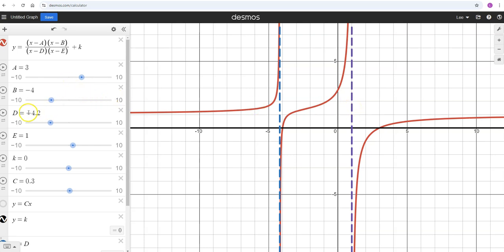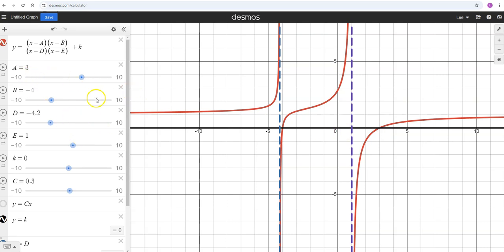Right now they correspond to d, which is negative 4.2, and e, which is 1. So we see over here negative 4.2, over here at 1, that's our vertical asymptotes. And then the a and the b, 3 and negative 4, those are going to be the x-intercepts, so over here at negative 4, and then over here at 3.